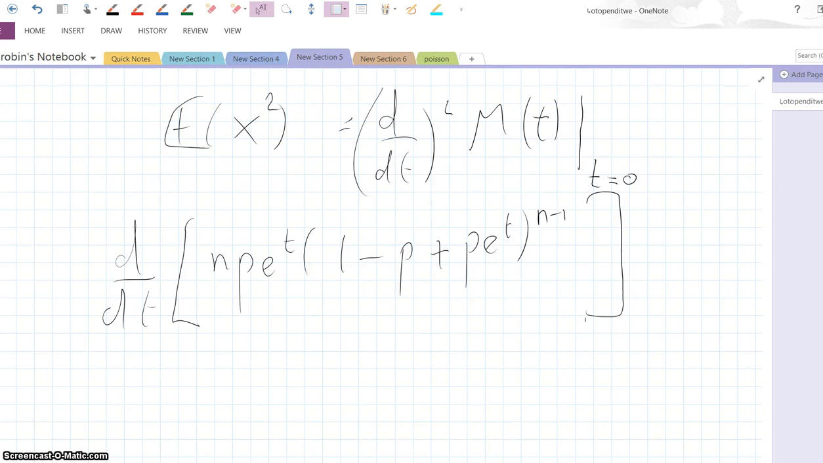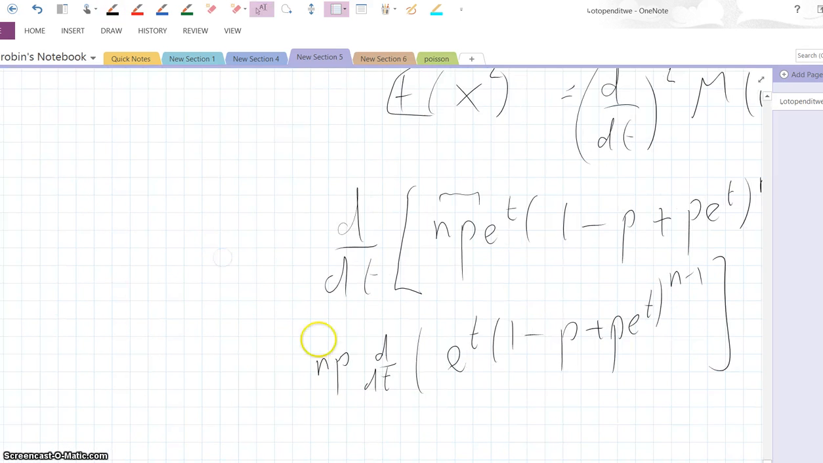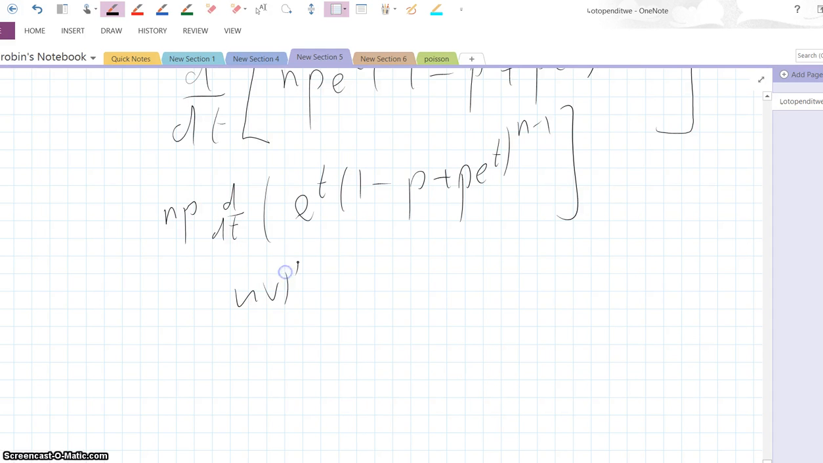Now then, we're differentiating with respect to t here, so these guys can just come throughout. So it's np d by dt of e to the t (1 minus p plus p e to the t) to the power n minus 1. Okay, and then we know that (uv)' equals u'v plus uv'. Different people write it different ways. And this bit here is u, and this bit here, actually I'll put that in a different colour, I'll put that in red.